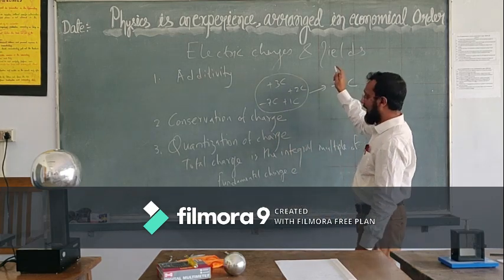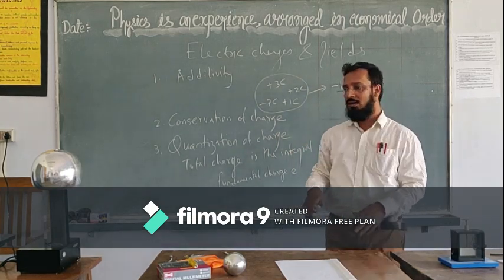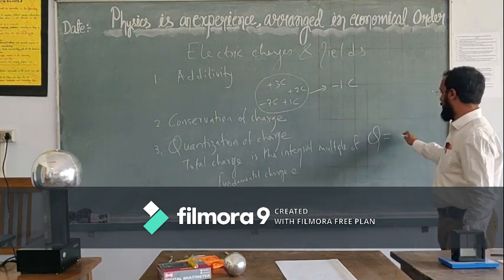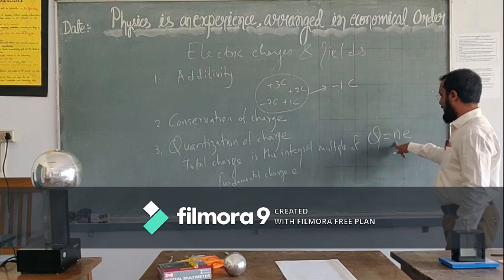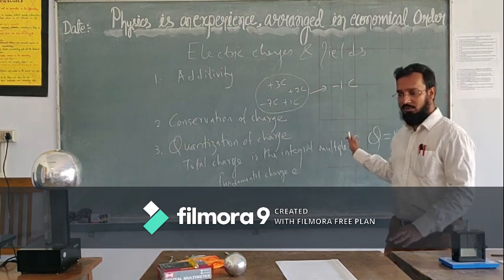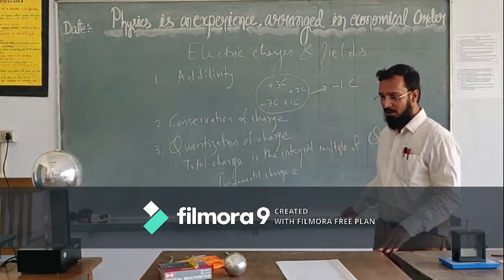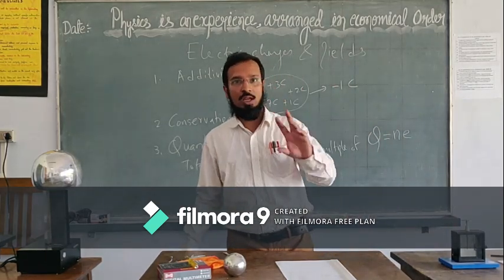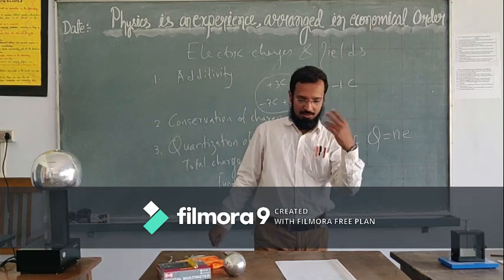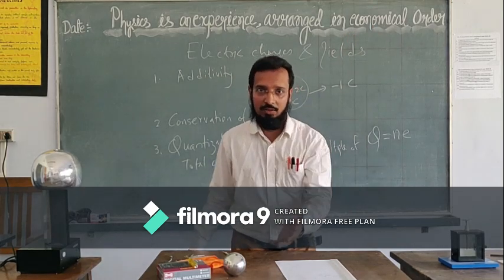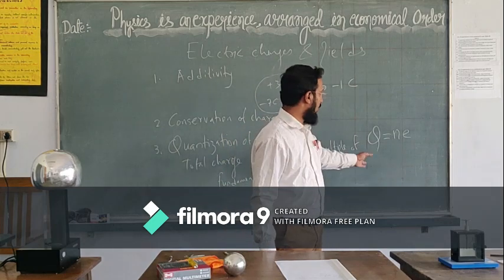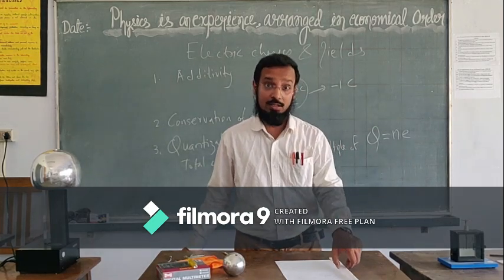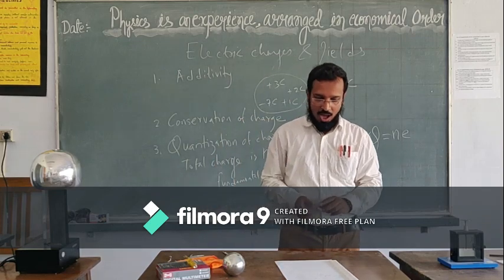E is the charge on one electron, taken as the fundamental charge, and so the total charge, let us say Q, is equal to Ne, where N is an integer, 1, 2, 3, 4, 5, 6, could be any number. So if you have one electron, you have 1.6 into 10 to the power minus 19 coulomb. If you have two electrons, it's double that, and if you have three electrons, it's triple that, and that way you can have the total charge equal to Ne. That is the quantization of charge.